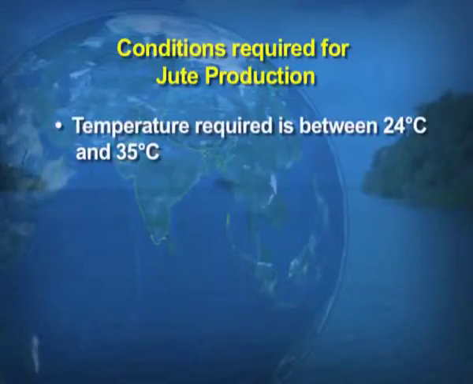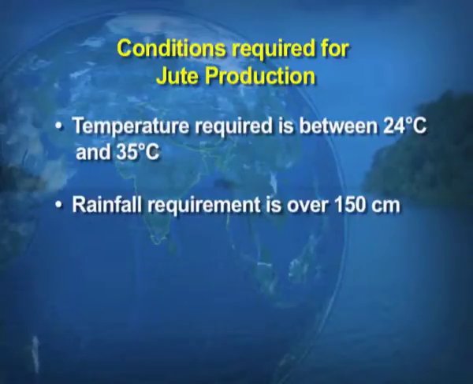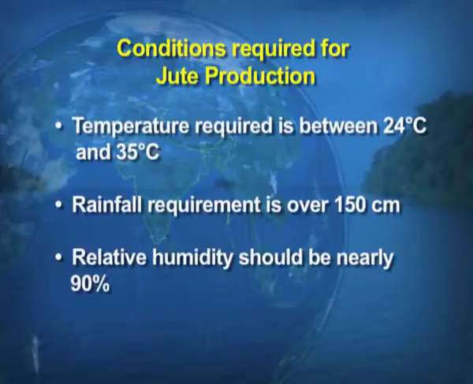Followed by cotton, another fibrous crop is jute. It is the second most important fibrous crop of India. This crop provides cheap and strong fibre that is used as a raw material by the jute industry. Now, the conditions required for jute production. First, we take up temperature. It should range between 24 and 35 degrees Celsius, the rainfall required is over 150 centimeters, and the relative humidity should be nearly 90%.